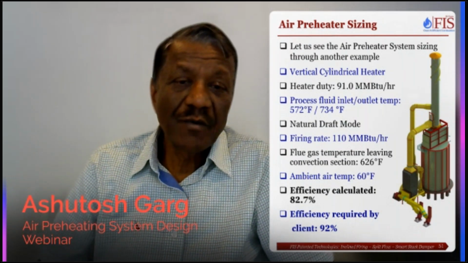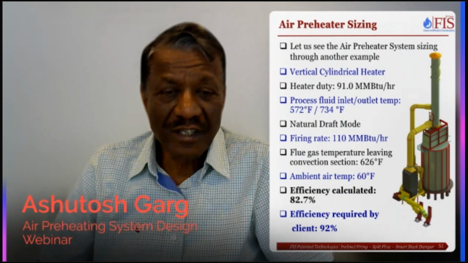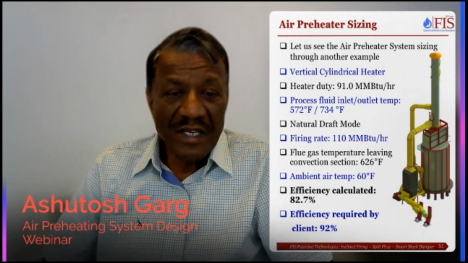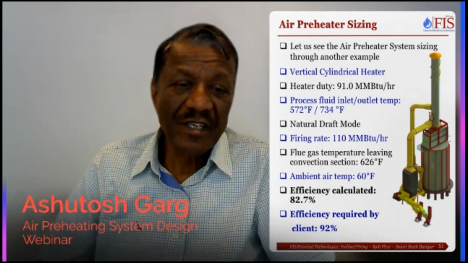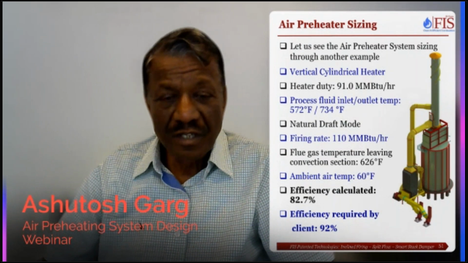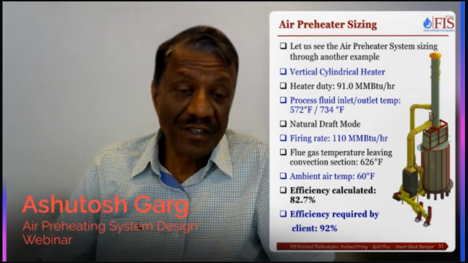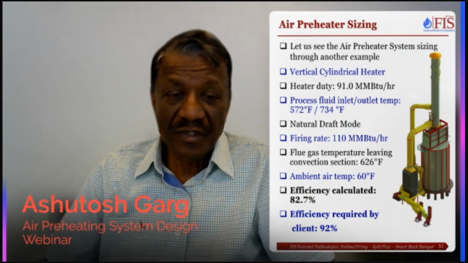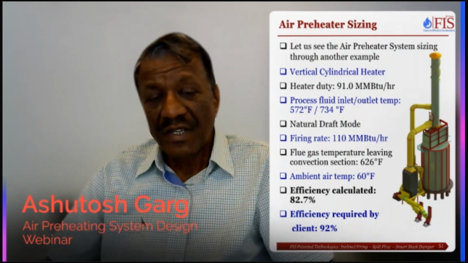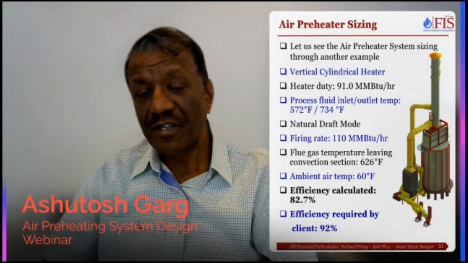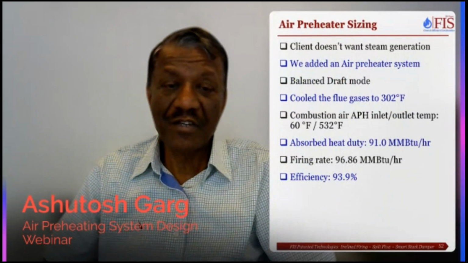A 91 million BTU heater, I think it's a crude heater. Inlet temperature is 572. Natural draft mode, the firing rate is about 110 million BTU. The flue gas temperature leaving the convection section is very low, 626. Ambient temperature 60 degrees. Efficiency is 82.7, and the client said, let's go up to 92 actually. So a very good application.